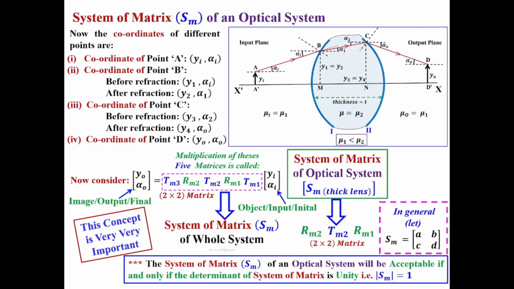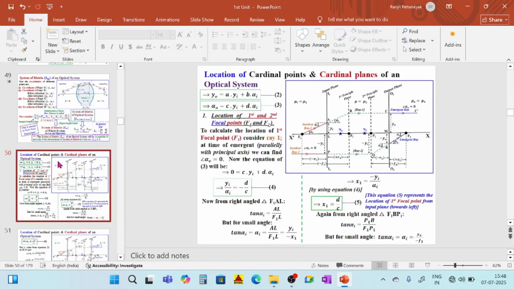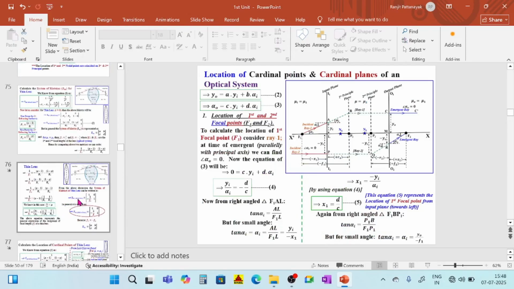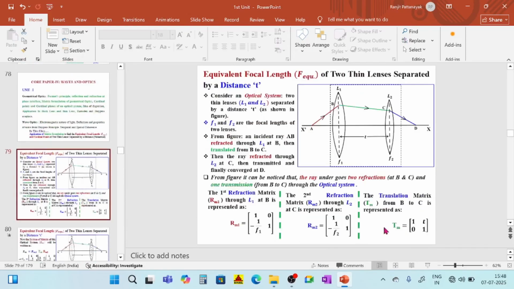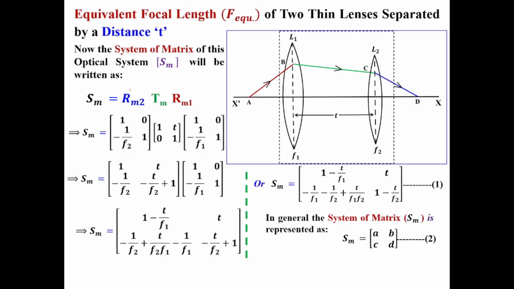Likewise here, in our case we have to consider first the second refraction, then translation, then the first refraction. That means first we write the second refraction matrix, then it is multiplied with the translation matrix, then the first refraction matrix. After multiplication, obviously this will be a 2 cross 2 matrix, and this is called the system matrix of this optical system.